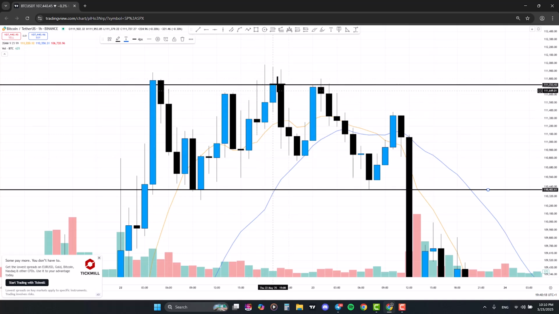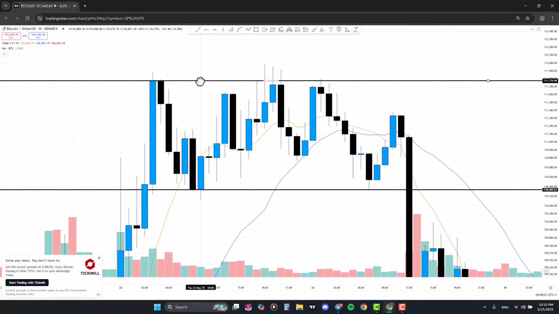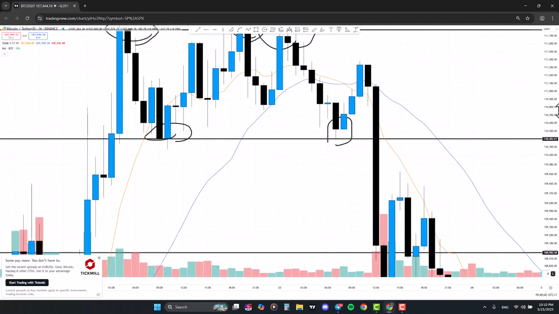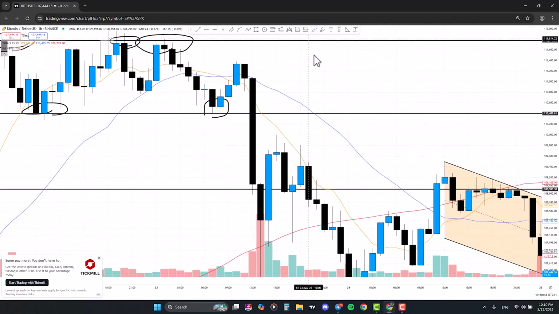Resistance is the opposite. It's a ceiling where the price can't go higher and sellers step in to push it down. You can see right here the price hits resistance and falls. Here's support, the price hits and bounces up. Here it gets close and drops. Again, that's resistance. It comes up here, nothing happens. Then again, it rises, hits resistance, and drops. Here's support, it touches and rises with a shadow. And then look, it breaks.